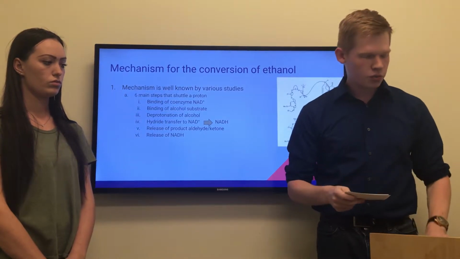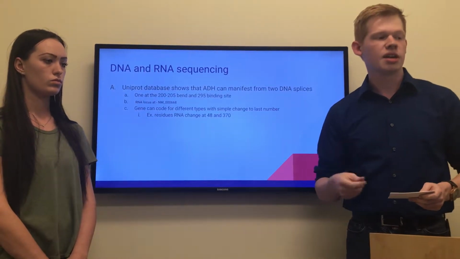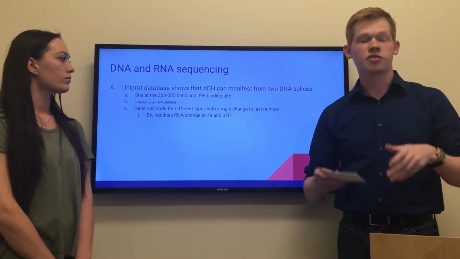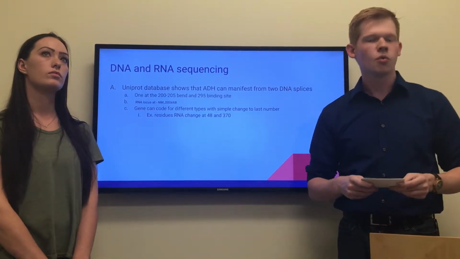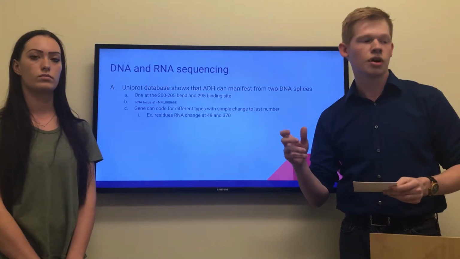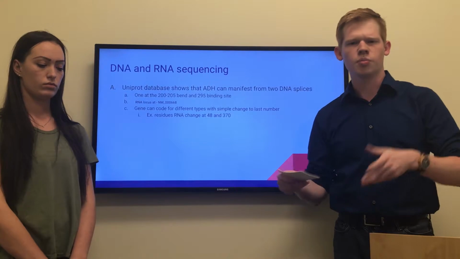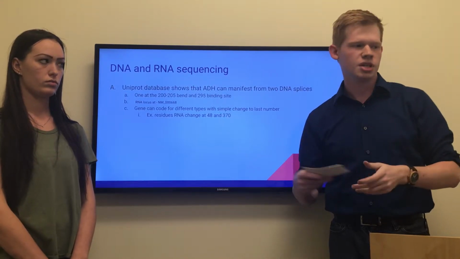And then next we want to talk about the DNA and RNA sequencing. Our UniProt database shows that the ADH can manifest from 2 different DNA splices. One of them is from the 200 and 205 bend, and then the 295 binding site, when it's being created and pulled off and being translated from the DNA.